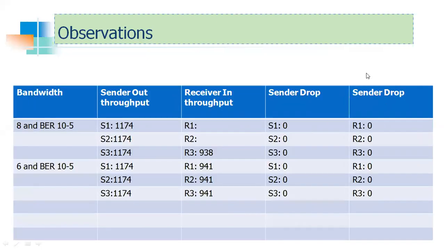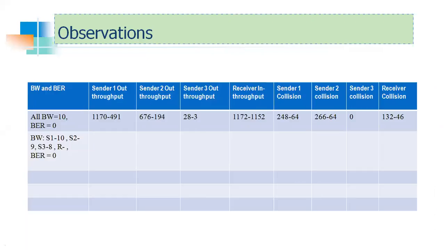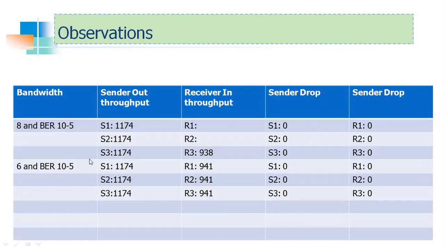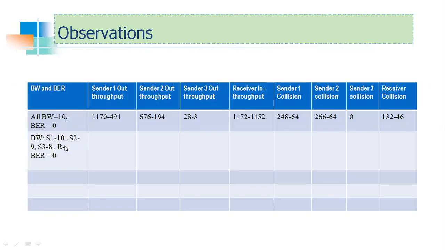Basically you have to check this. This is the congestion which we have to observe. Because of all these different traffics applied, you are getting the collision here in the receiver. Now let us see with different bandwidths at the sender. I'll keep S1 at 10, S2 at 9, and S3 at 8, and BER as 0, and the receiver I'll keep at 10 itself. So senders are sending at different bandwidths, and the receiver is accepting at 10 bandwidth. Let us see that scenario.